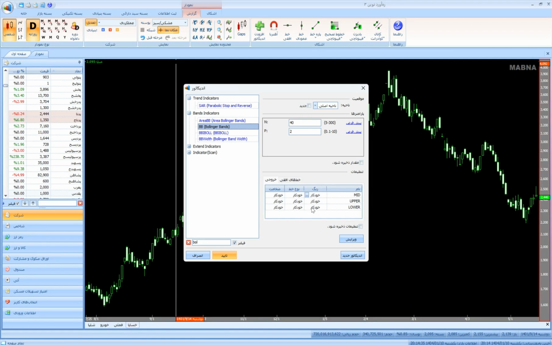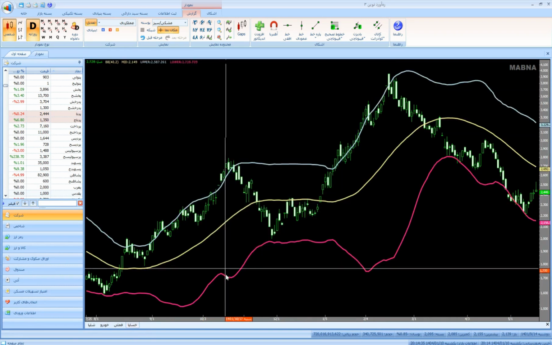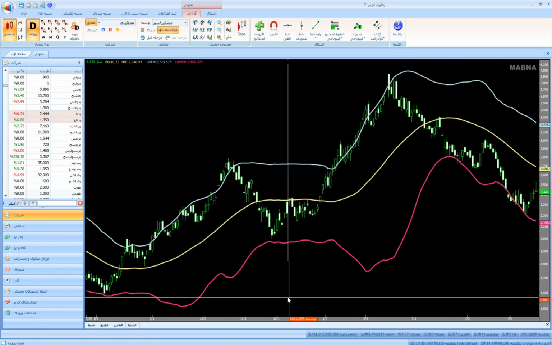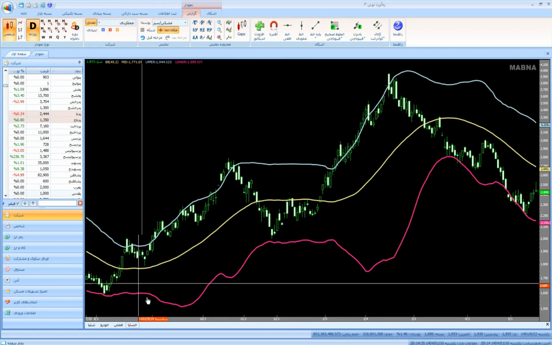The colors for the Bollinger Bands are appropriate. The type of line is also suitable, but here you can increase the thickness a bit. I set the thickness to 3 for them, and by pressing the confirm button, the Bollinger Bands are actually displayed on the stock's price chart.